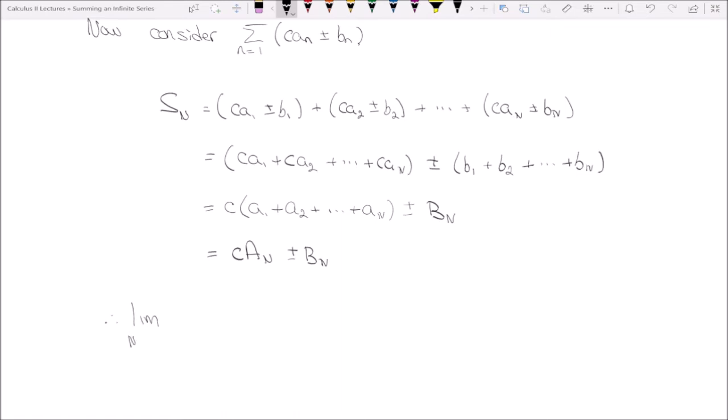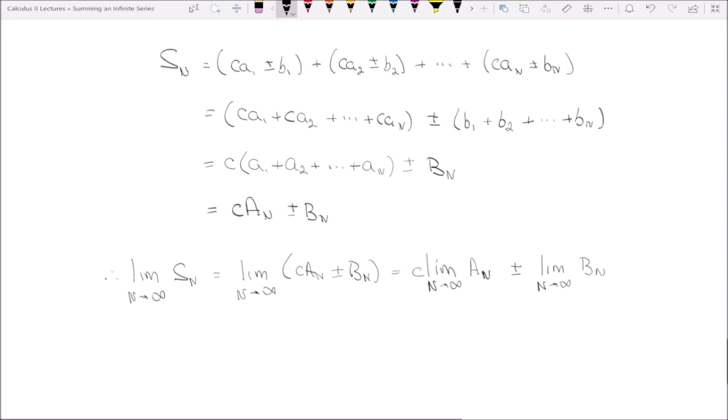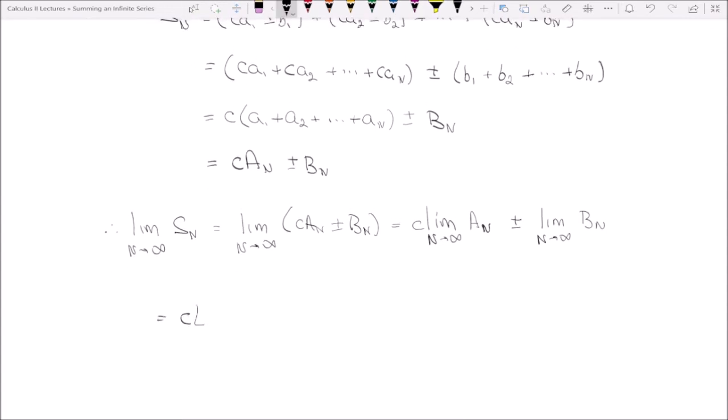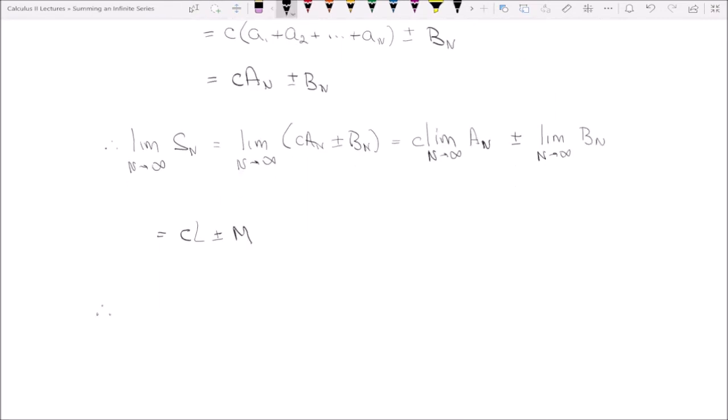So now if we take the limit of S sub n, this is the limit of c a n plus or minus b n. And using properties of limits, this becomes c times the limit of a n plus or minus the limit of b n. But that first limit is L, right? And that second limit is M. Notice what this means then is that this series converges to c times L plus or minus M.